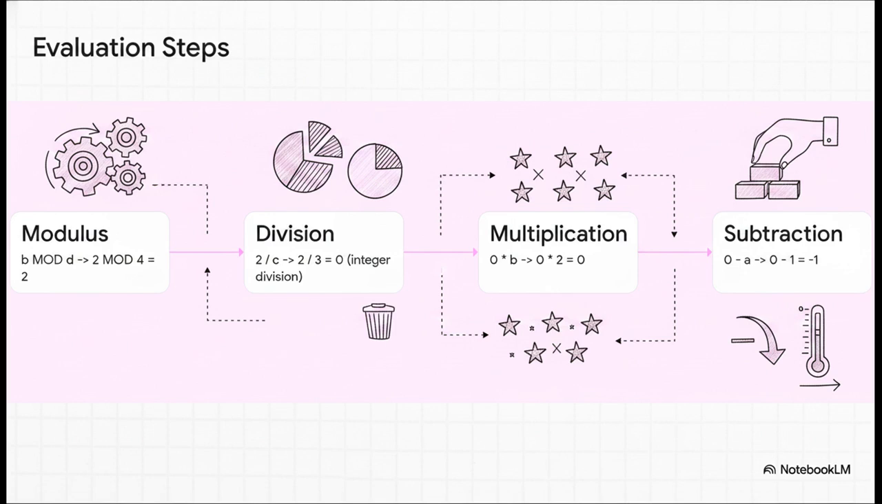Step 2, now we take that 2 and divide it by c, which is 3. 2 divided by 3. But wait, remember the quirk. These are integers. The fraction is thrown away completely into the void, so 2 divided by 3 evaluates to a strict 0. Step 3, we take that 0 and multiply it by b, which is 2. 0 times 2 is, of course, 0. Step 4, finally, we drop down a precedence level to subtraction. 0 minus a, which is 1. 0 minus 1 gives us negative 1.